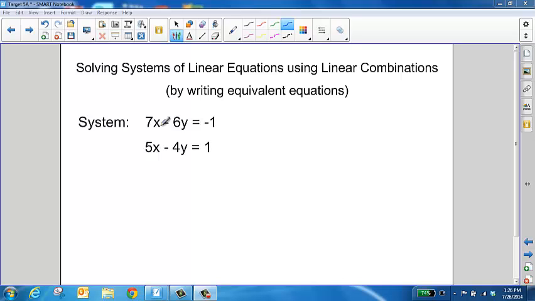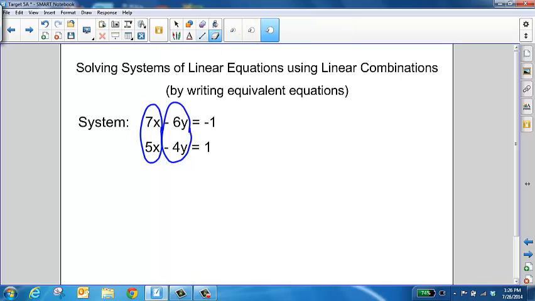Let's work through one last example on solving systems using linear combinations. Now, looking at these two equations, they're already both in standard form, so we're good to go there. But if we look at the x terms, 7 and 5 are not opposites of one another. If we look at the y terms, -6 and -4 are not opposites of one another. So that means we have to go through and write some equivalent equations using multiplication.